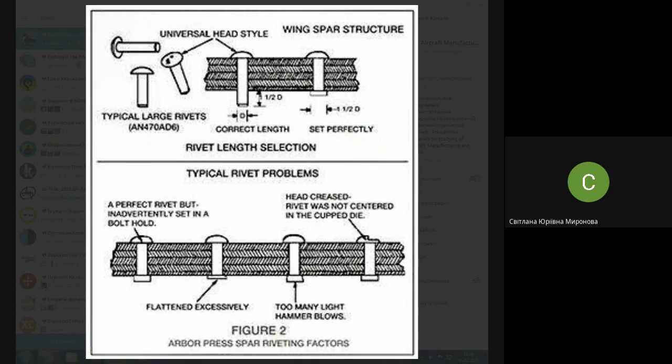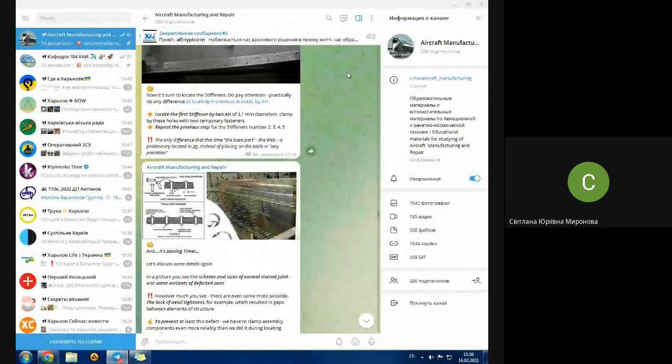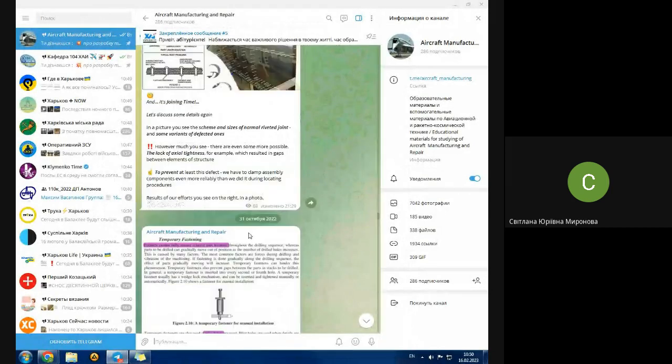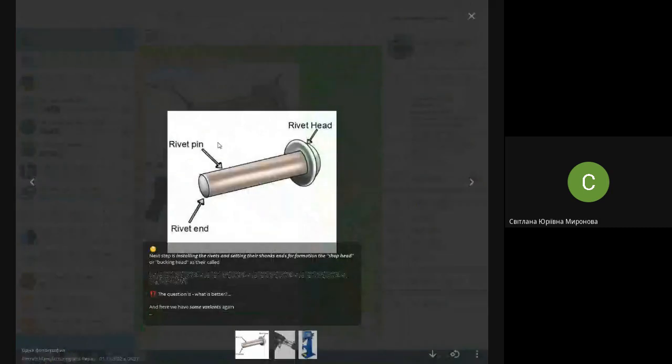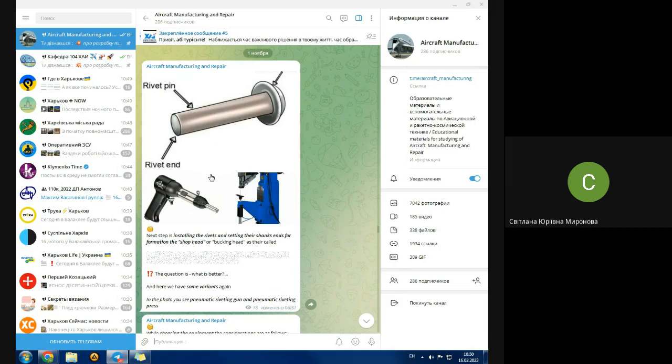I took a picture with an explanation of the mistakes of riveting, the problems of riveting. It's not interesting for us right now. For us, it's interesting that we need to rivet it somehow. After installing it in the hole, we need to upset this shaft in order to create the locking head. How? At least we have two ways.